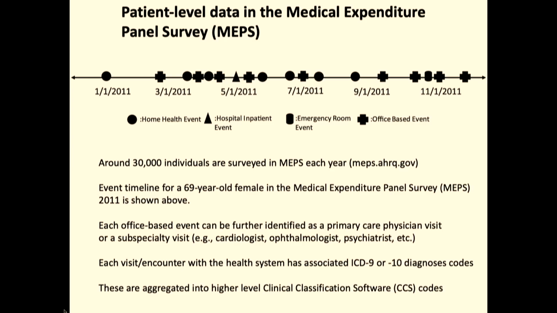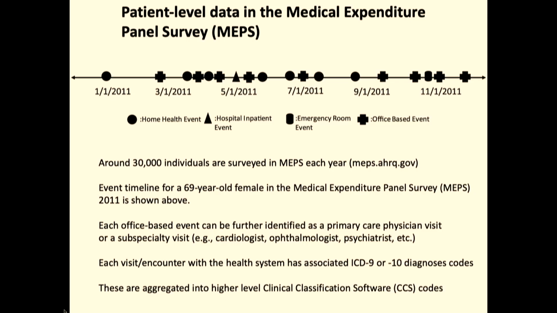For example, this is an encounter sequence for one person, a 69-year-old female, who had all these different types of encounters, from hospital inpatient stays to office-based events to home health events. So you have this very detailed information that you can assemble from the Medical Expenditure Panel Survey.